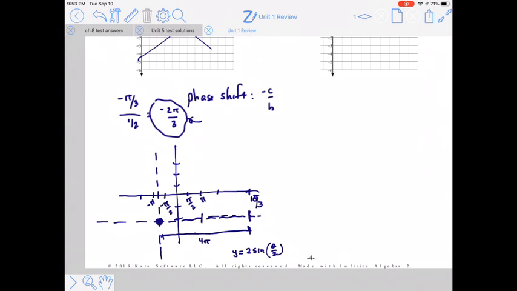And you split that into fourths. And the sine function starts at the origin, and since the amplitude is 2, it's going to go up 2 units, then back down to the midline, and then down 2 units to negative 4, and back up to the midline. So it would look like that.